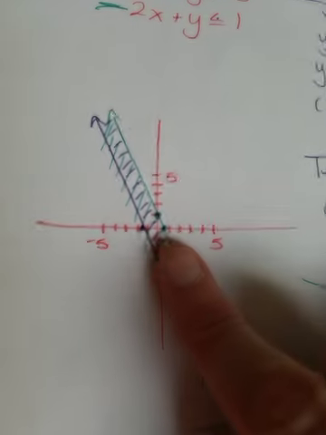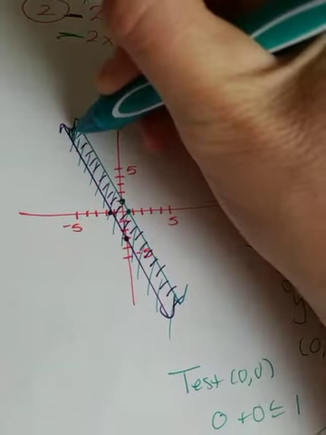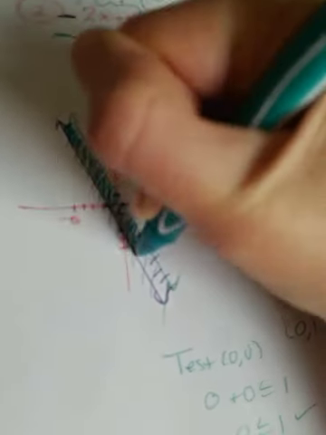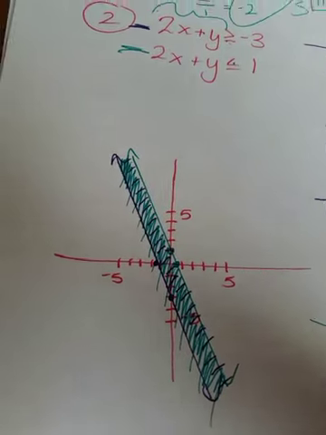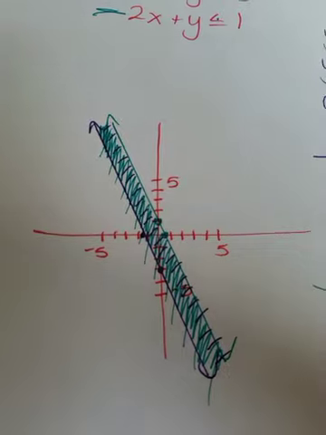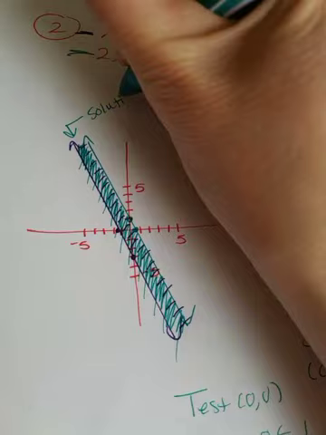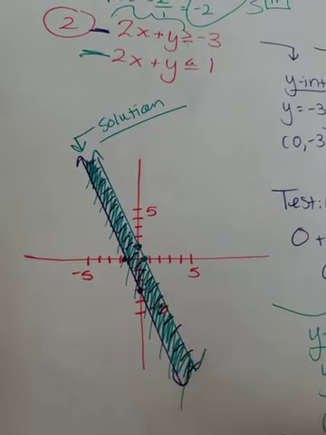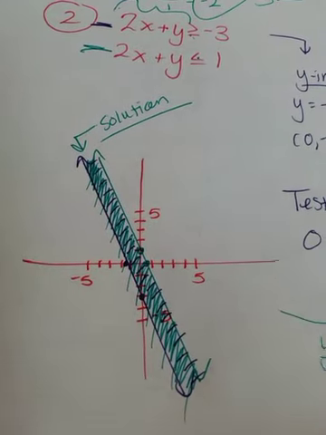Where do the two colors overlap? My purple and my teal, they overlap in between the two lines. So my solution to this problem is the graph, and it's the shaded area between the two lines. Also, any point on either line, because they are solid, would be a solution to this system. Remember we talked about that last week, where with a dotted line, points on the line are not solutions. With a solid line, points on the line are solutions.